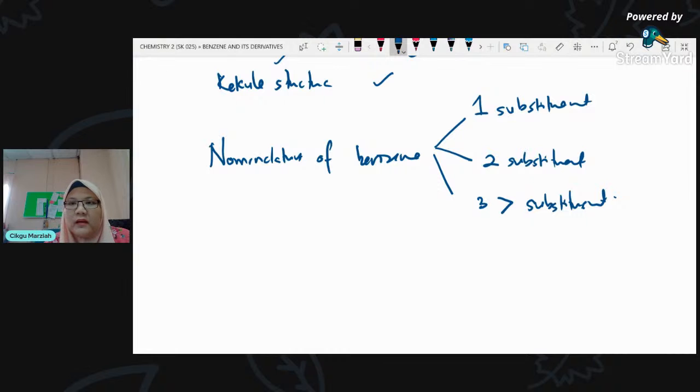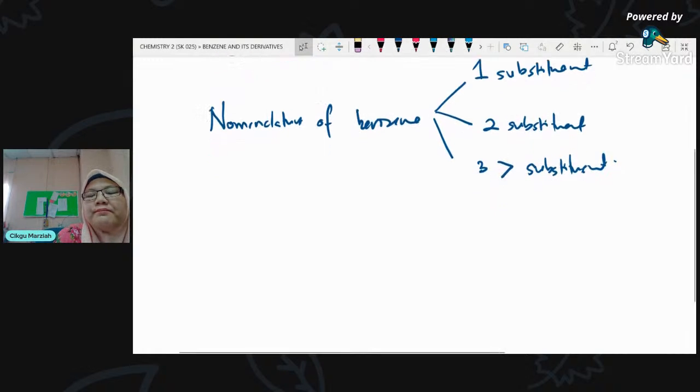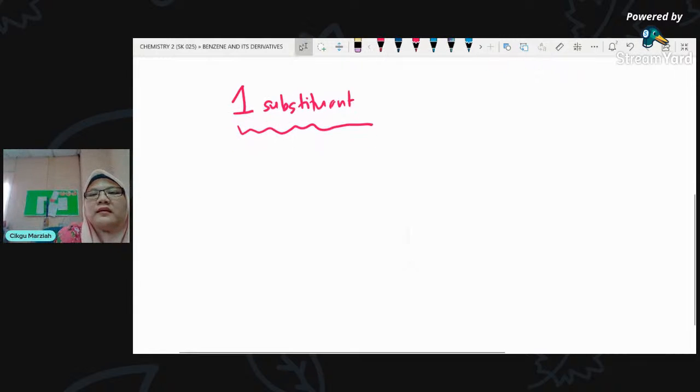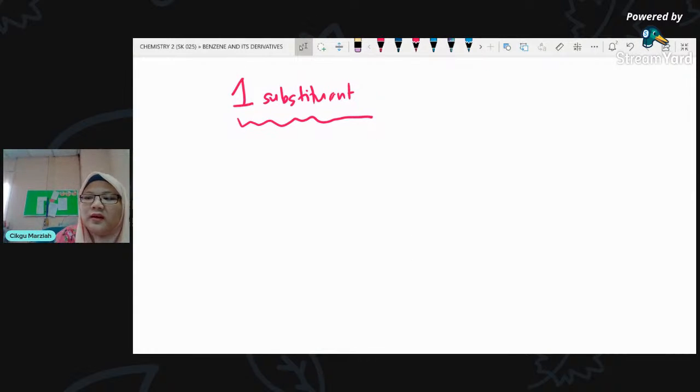Okay. Now kita pergi kepada one substituent. Okay, if we have one substituent, okay, so now salin ni, there are few common names that are accepted by IUPAC.